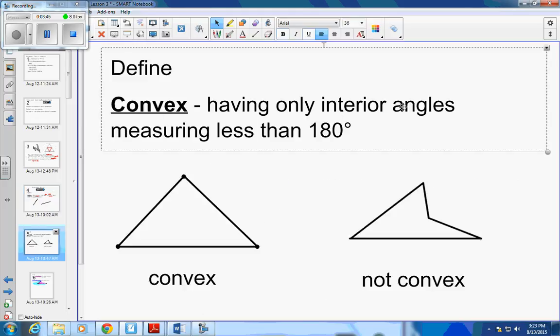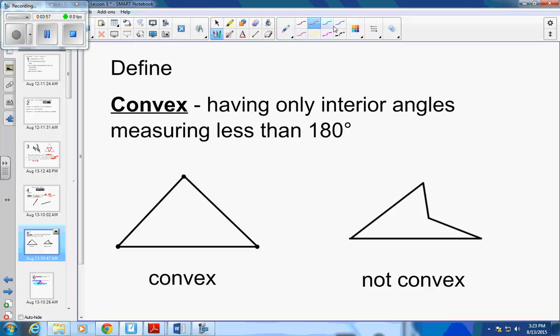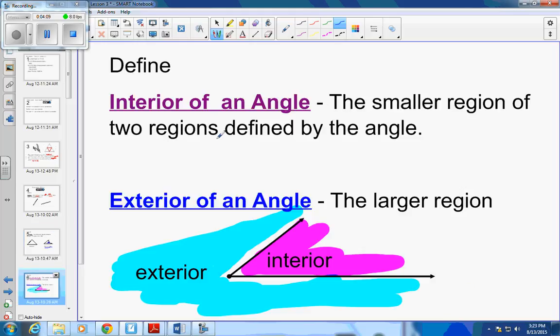Convex. Convex means only has interior angles measuring less than 180. So this is less than 180, this angle over here is less than 180, and this angle over here is less than 180. This angle right here, from here to here, is greater than 180, so this is not convex because of that angle. So convex, not convex. Interior angle is when you have the angle, you've got a small piece and you have a very large piece. The interior is the small piece, the exterior is considered to be the big piece.